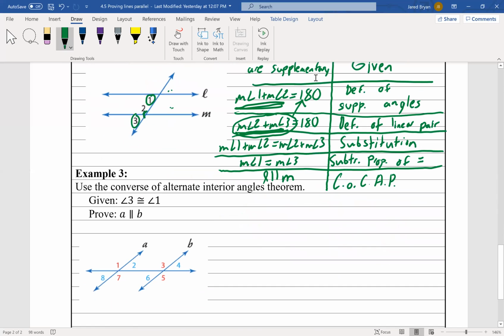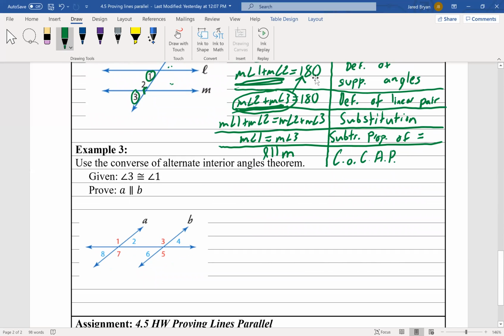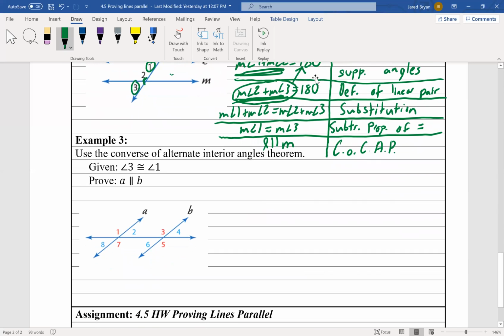Example 3 here. Example 3. Okay, same thing as before. I want you to take a sec and I want you to sketch this diagram for me. And I won't save you too much time here because you'll see a diagram like this in your homework. So I want you to take a sec. I want you to draw this and label all of the angles. Give you about a minute to do that.